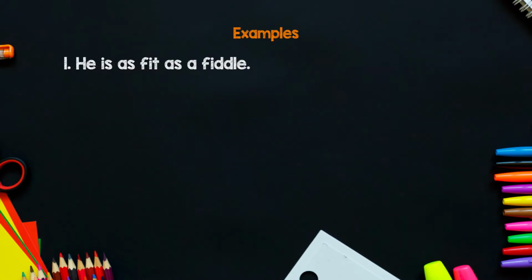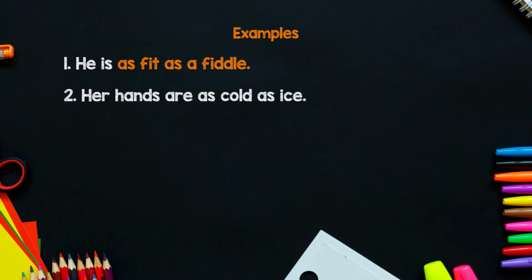He is as fit as a fiddle. The simile in this sentence is as fit as a fiddle. Further, her hands are as cold as ice. Here, the female's hands are being compared to that of ice, and we see the introduction of that comparison by the use of the word as.